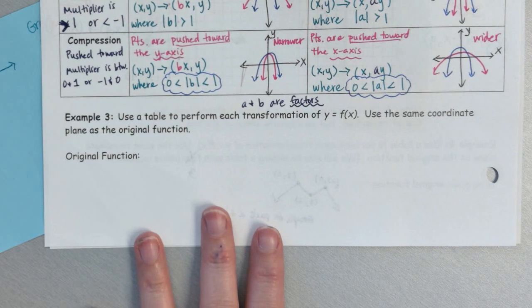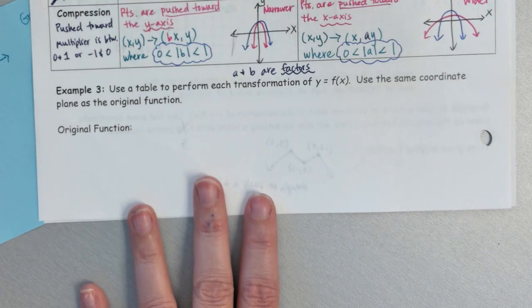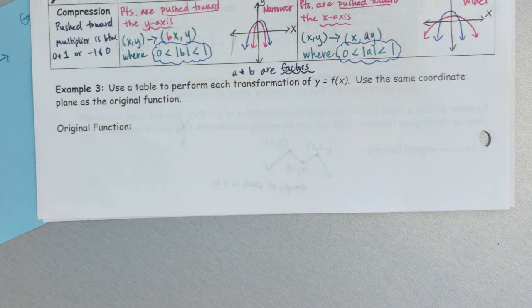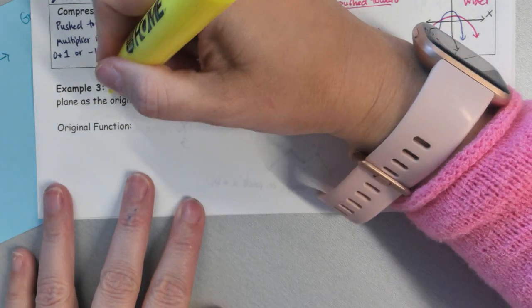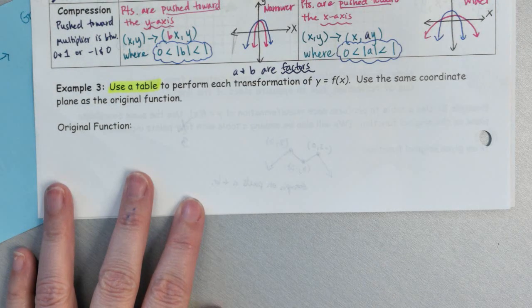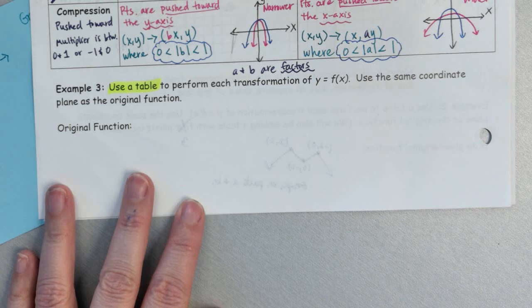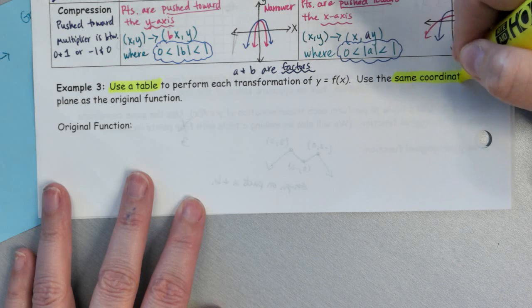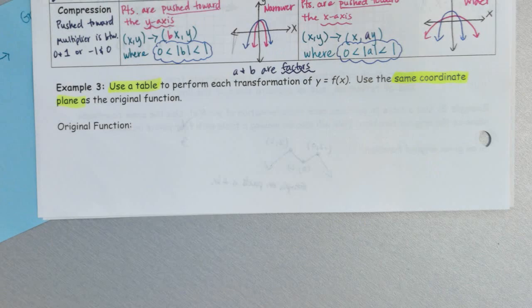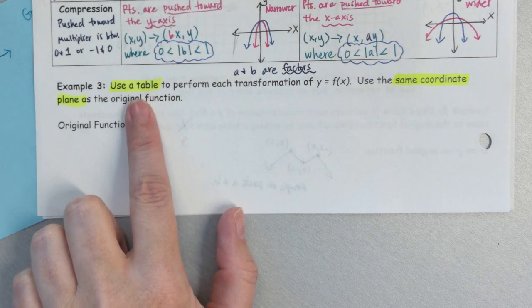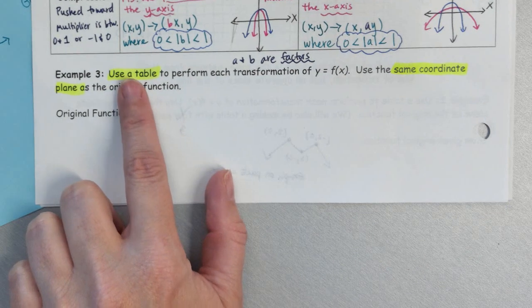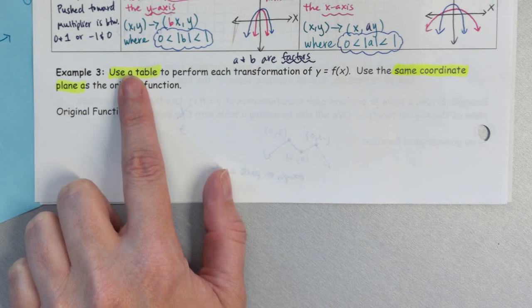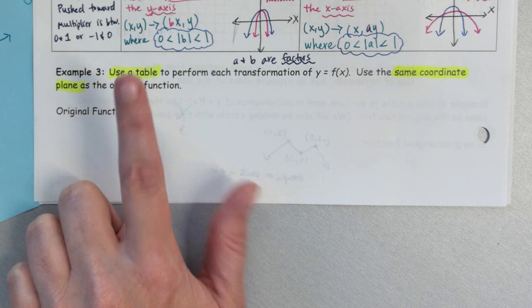So I do my best to use the same directions that you're going to see in your homework for our practice problems. So for our example today, it says use a table to perform each transformation of y equals f of x. Use the same coordinate plane as the original function. Now the way that the original function is going to be presented to you is in graph form. If it says use a table, I expect there to be a table on your homework practice problems. So we're going to go over how that should look.